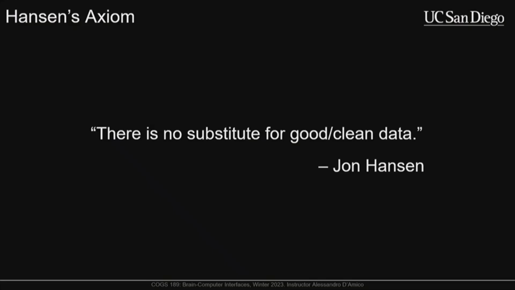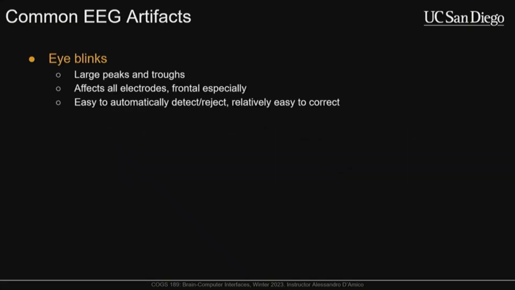I think people release way more bad data sets than good data sets. And it's not trivial to discern which is which unless you have experience. So if everyone followed Hanson's axiom, we'd be in a better position, but sadly that is not the case. But okay, so let's talk about some common EEG artifacts.